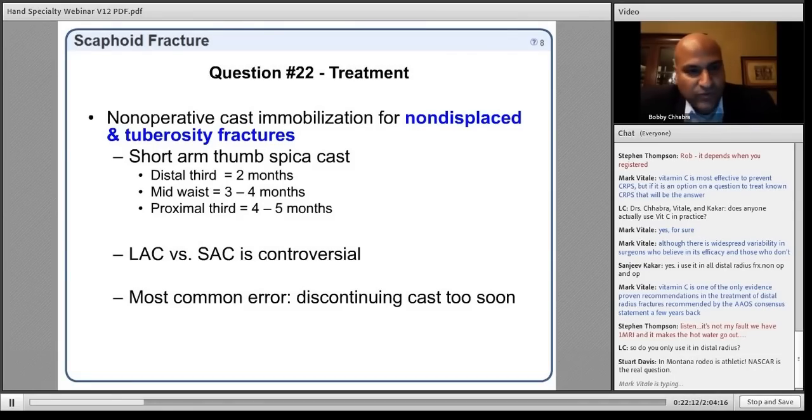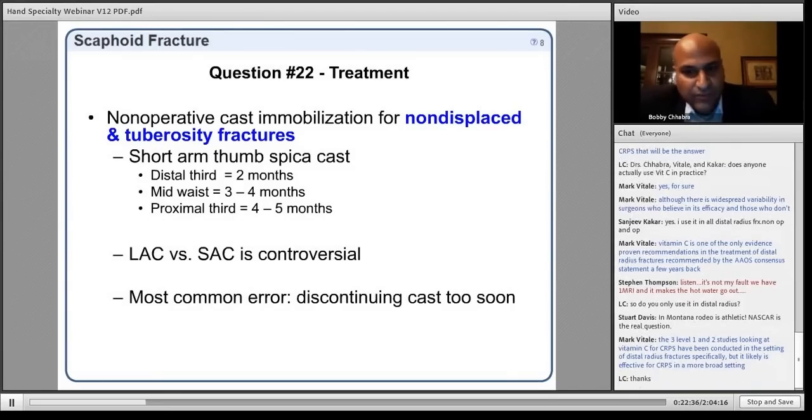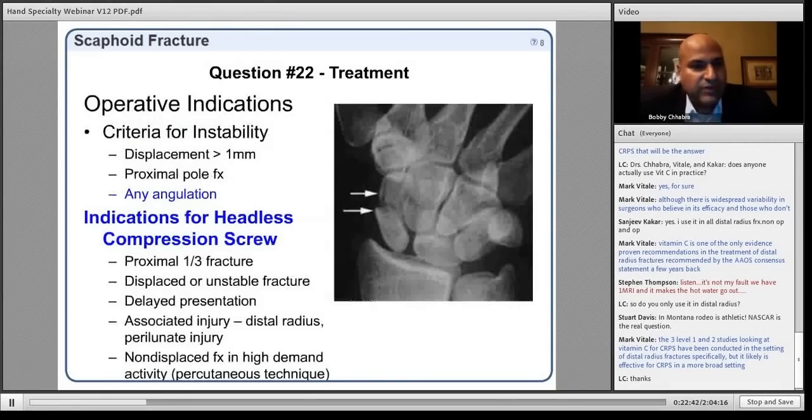The more distal they are, the better blood supply they have, the faster they heal. The more proximal they are, the more chance for avascular necrosis, and they will not heal. And actually, casting a proximal third scaphoid fracture is really not done nowadays, except in the very young, and we'll get to that in just a minute. Long arm versus short arm casting is controversial. The most common error is discontinuing casting too soon. That can frequently lead to non-unions.